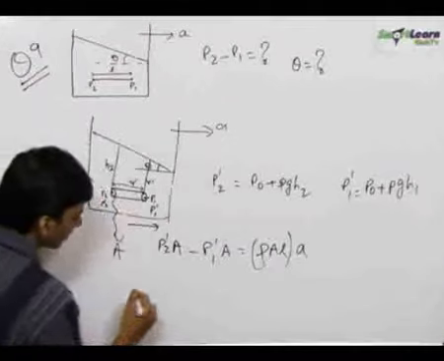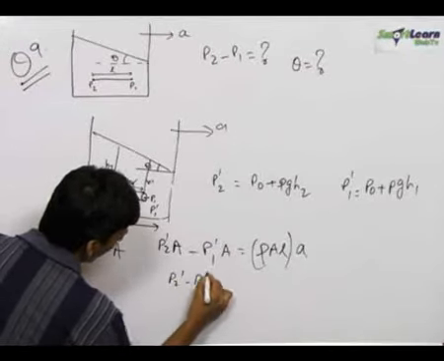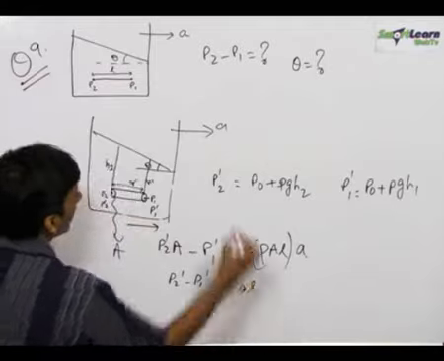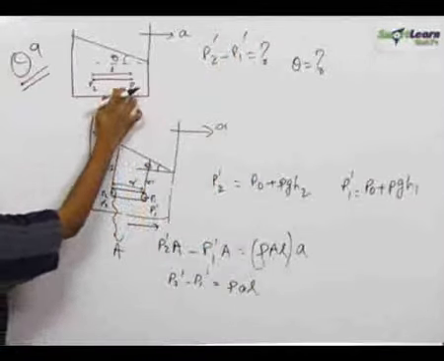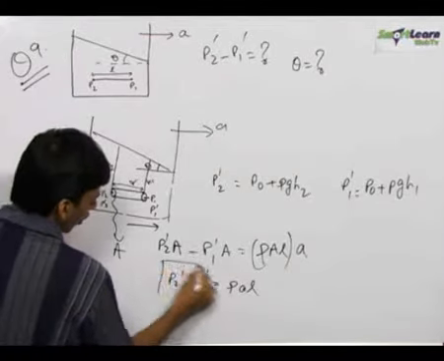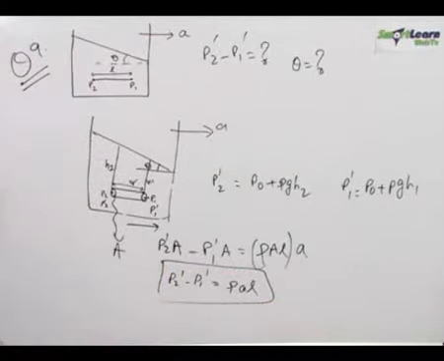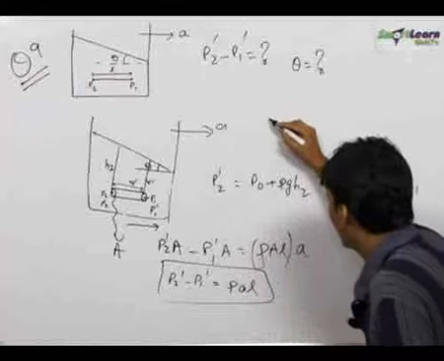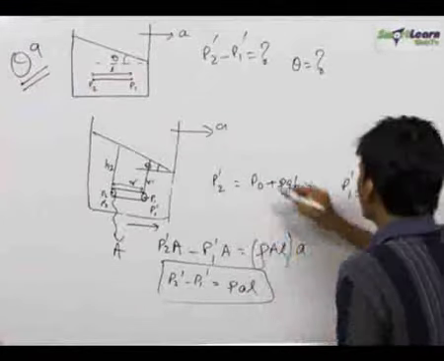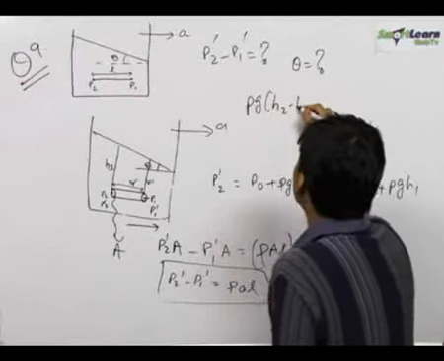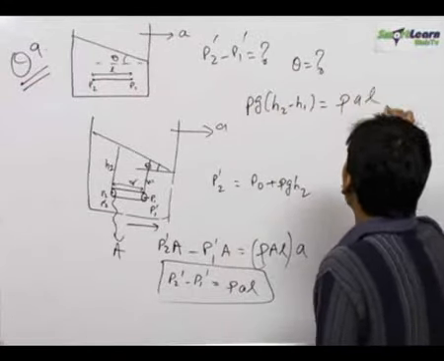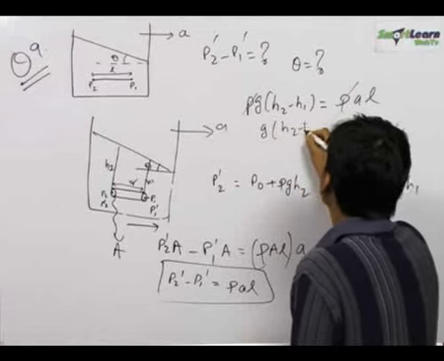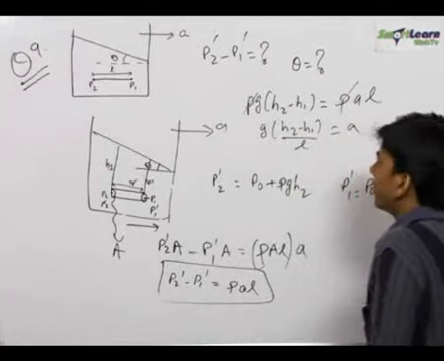On solving this, we get P2 dash minus P1 dash is equal to rho into a into L. So the difference in pressures at these 2 points P2 and P1 comes out to be rho a L. Now substituting the values of P2 dash and P1 dash from here, we get P naught plus rho g h2 minus P naught plus rho g h1, that is rho g into h2 minus h1 is equal to rho into a into L. We cancel the rho to get g into h2 minus h1 upon L is equal to a.